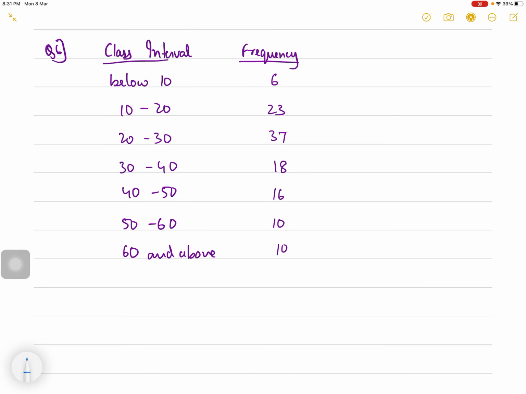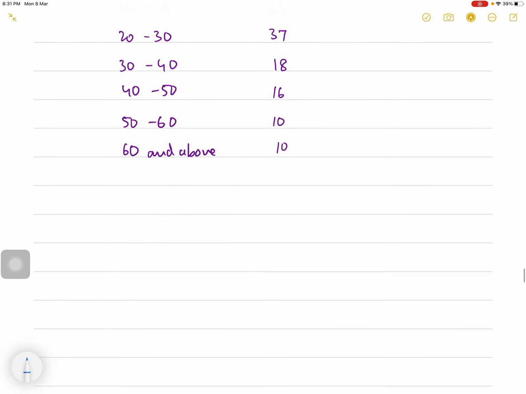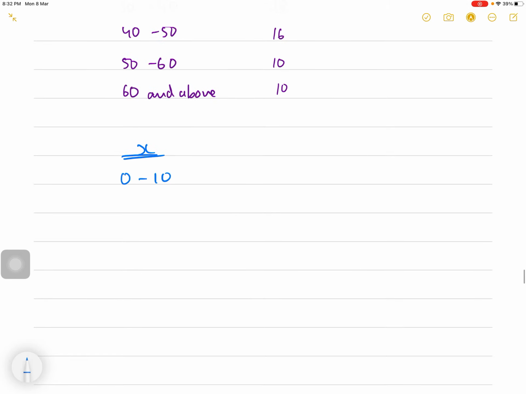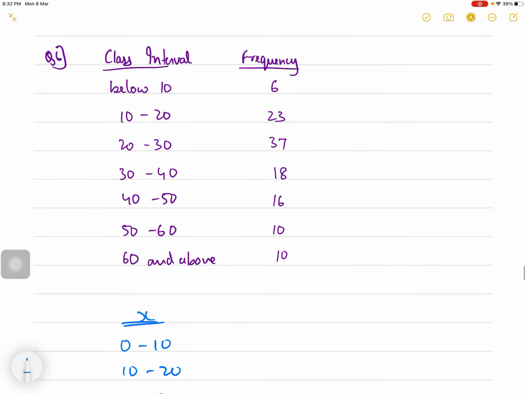Class interval and frequency is given. Below 10 means 0 to 10. So here 0 to 10, 10 to 20, 20 to 30, 30 to 40, 40 to 50, 50 to 60, and 60 and above is given, so it is actually 60 to 70 only. So my class interval, that is x, will be 0 to 10, 10 to 20, 20 to 30, 30 to 40, 40 to 50, 50 to 60 and 60 to 70.